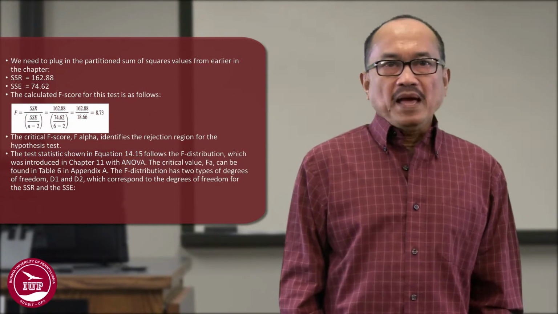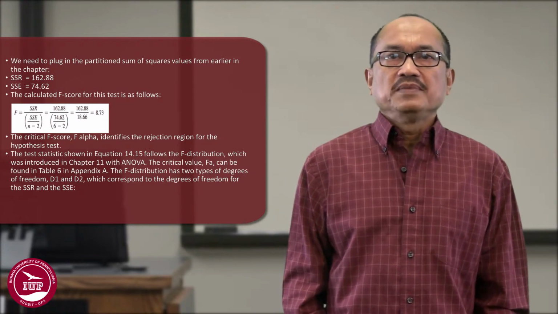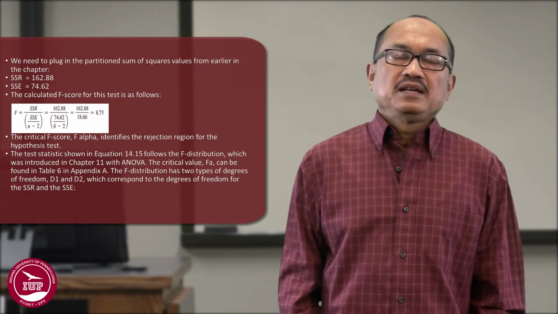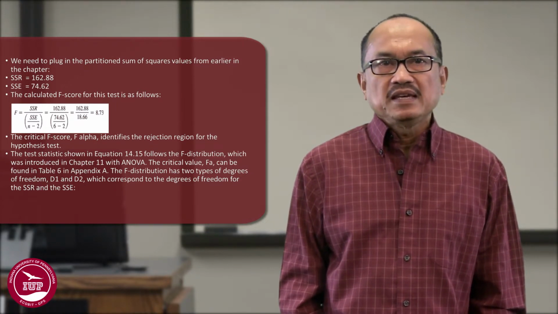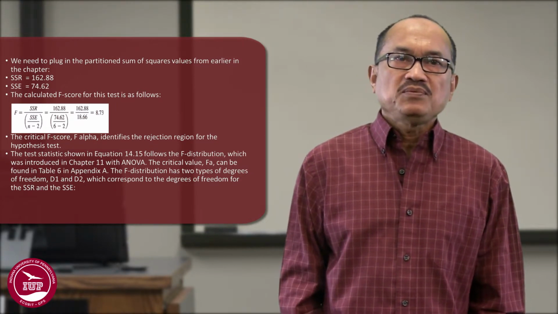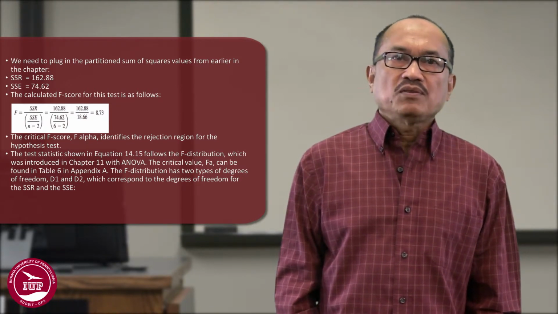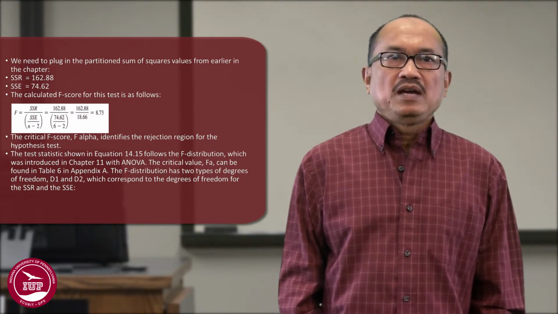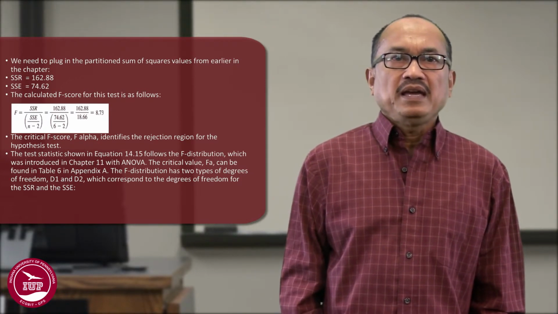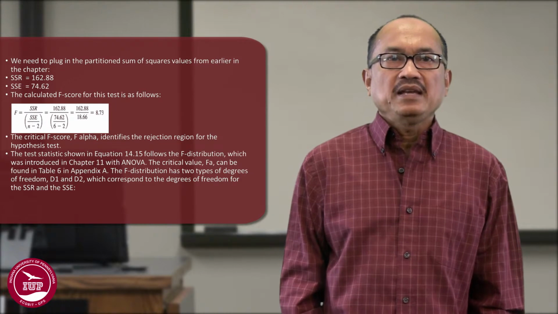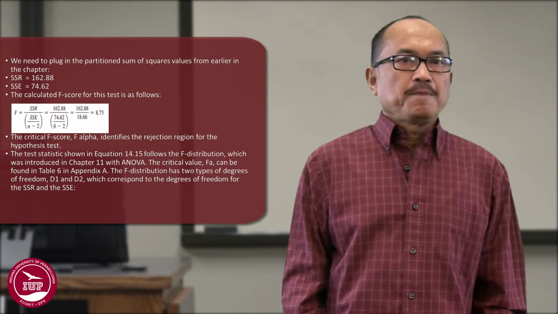We need to plug in the partitioned sum of squares values from earlier in the chapter: SSR equals 162.88, SSE equals 74.62. The calculated F-score for this test is as follows: F equals SSR divided by SSE divided by n minus 2, equals 8.73.